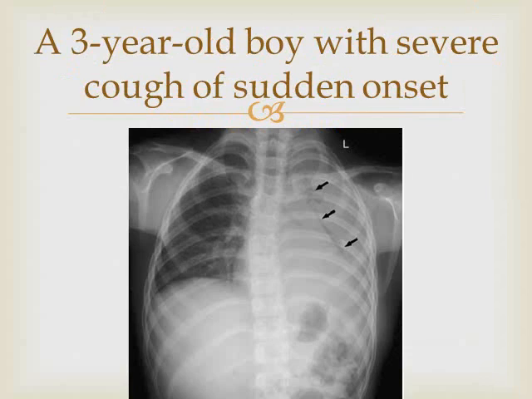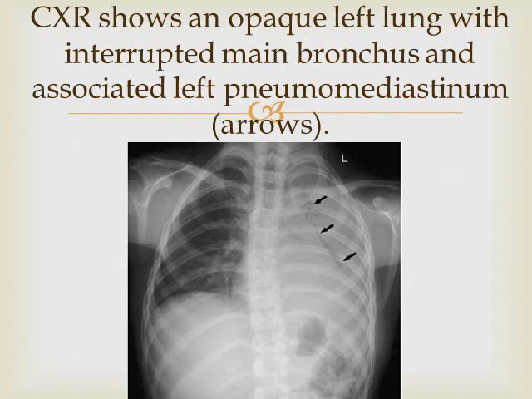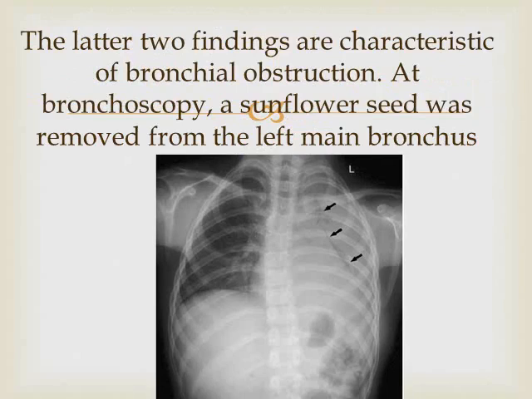Another child, a 3-year-old, presented with severe cough of sudden onset. Chest X-ray showed an opaque left lung with interrupted main bronchus and associated left pneumomediastinum. These two latter findings are characteristic features of bronchial obstruction. At bronchoscopy, a sunflower seed was removed from the left main bronchus.